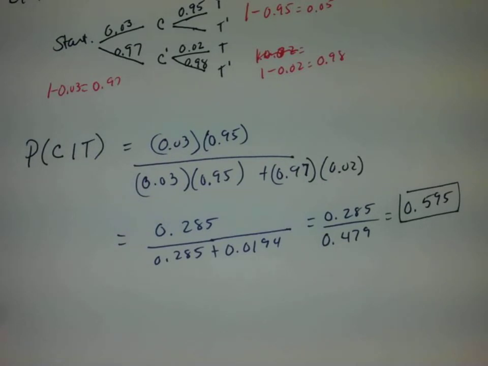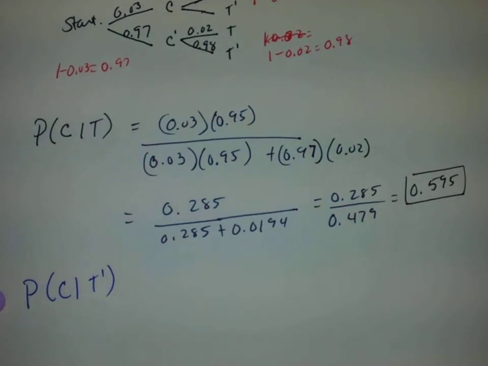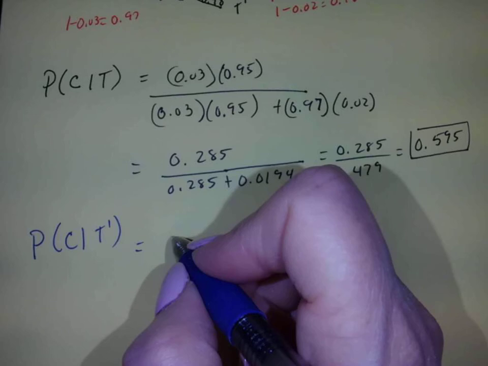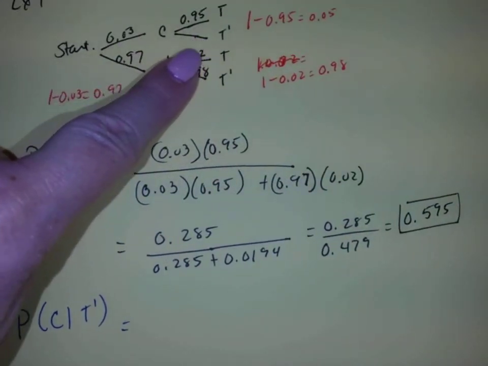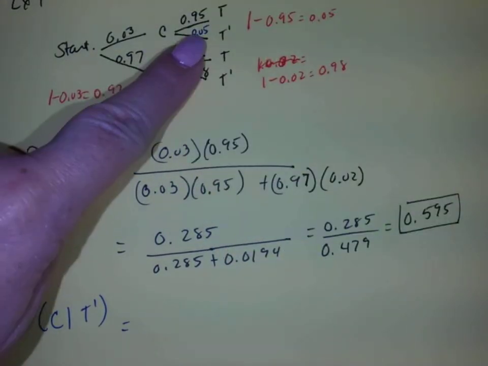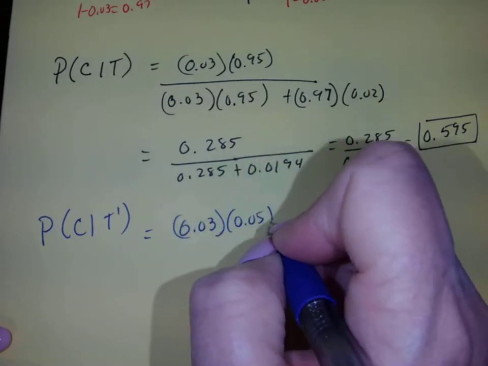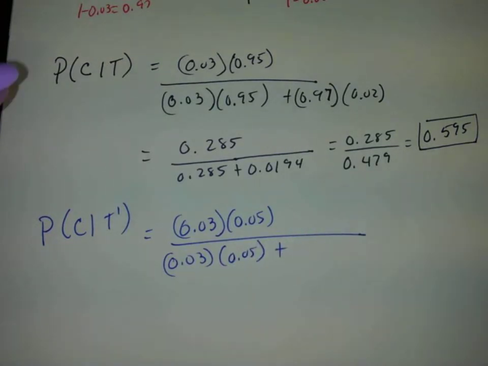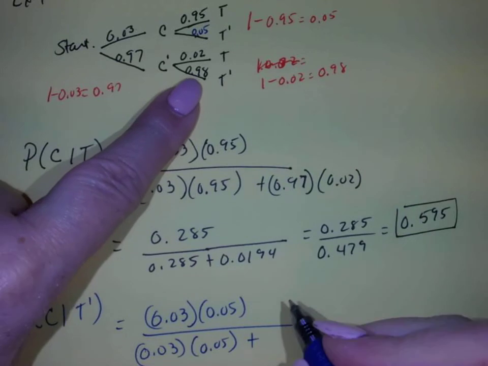All right, now let's go to the probability of cancer given that the test says they don't have cancer. So this will be the probability of cancer, 0.03, with the test saying they don't have cancer. Oh, I forgot to write that answer in. 0.05. It says they don't have cancer. So 0.03 times 0.05. So repeat those two numbers. Plus then we'll go 0.97 times 0.98.